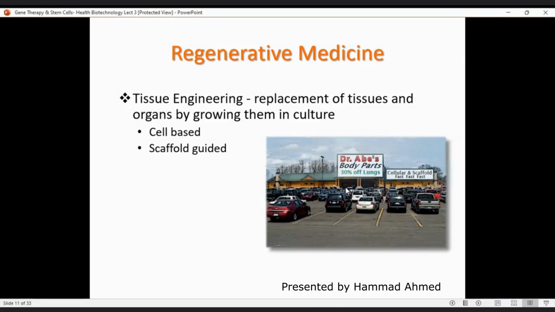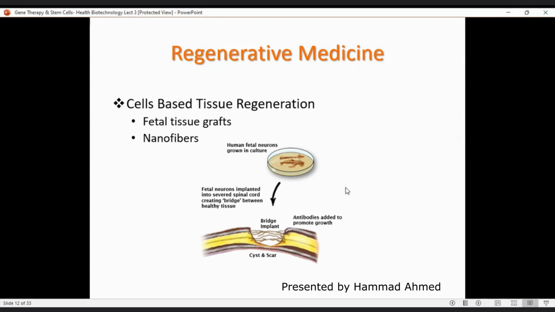It is basically a cell-based or scaffold-guided technique. And in this diagram I explain in detail how this regenerative medicine technique is performed. Basically we take out stem cells and grow them outside the body, and after this we take out these cells and replace defective tissues and cells inside the body.